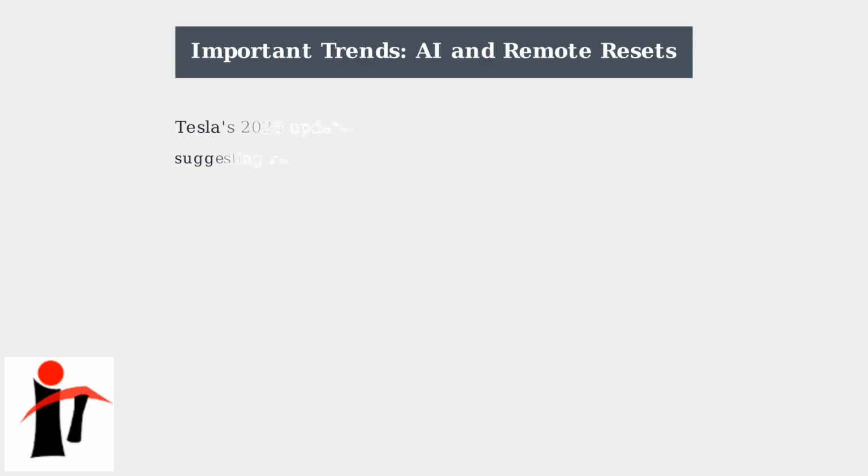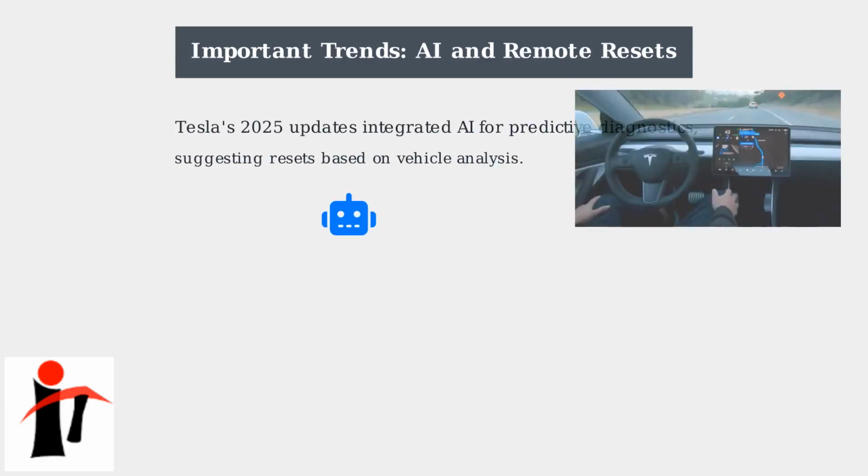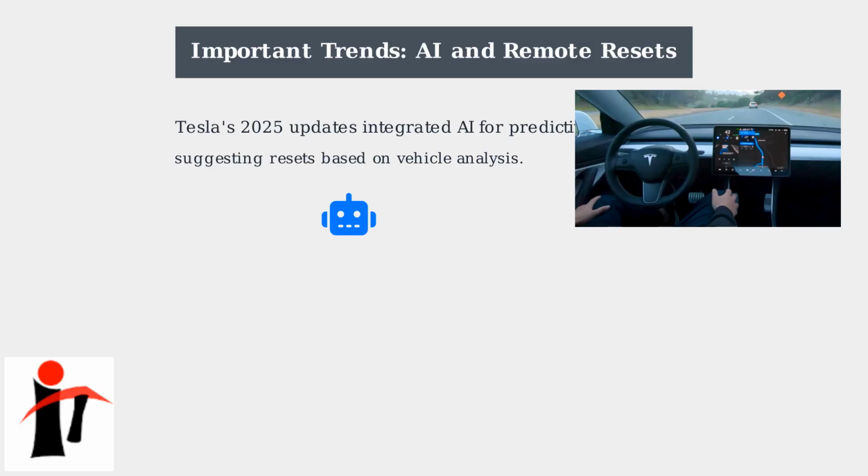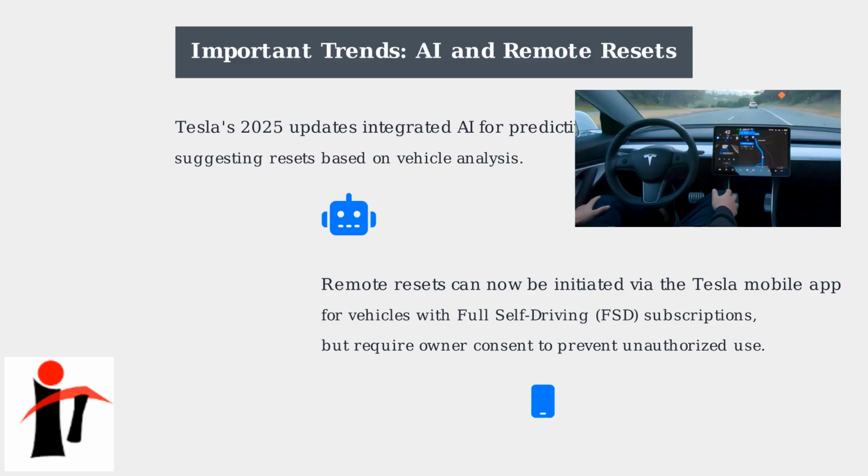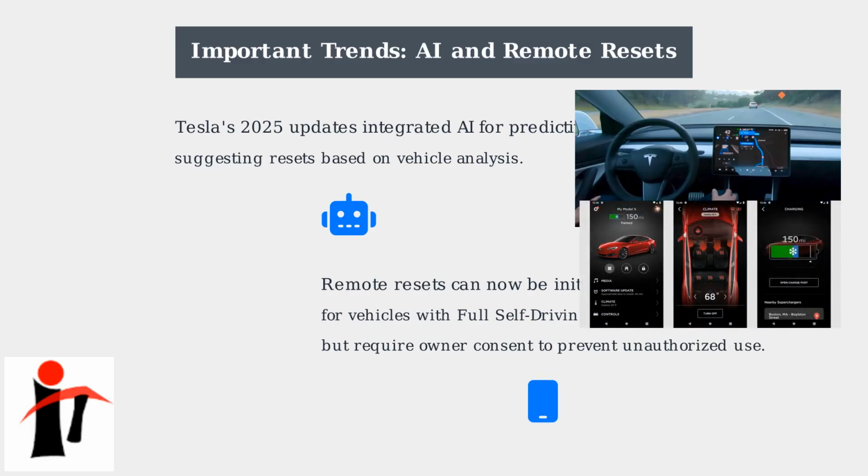Tesla's 2025 updates integrated AI for predictive diagnostics, suggesting resets based on vehicle analysis. Remote resets can now be initiated via the Tesla mobile app for vehicles with full self-driving FSD subscriptions, but require owner consent to prevent unauthorized use. Resets also now back up select data like supercharger history.